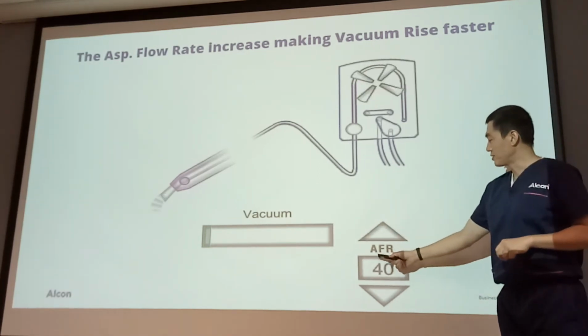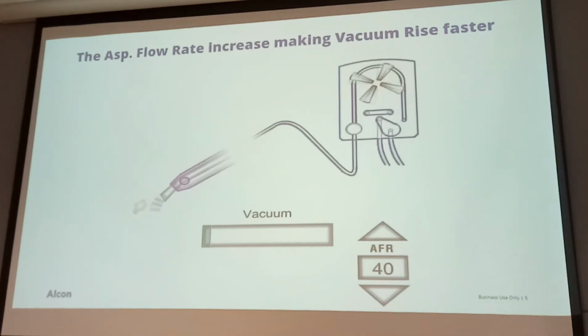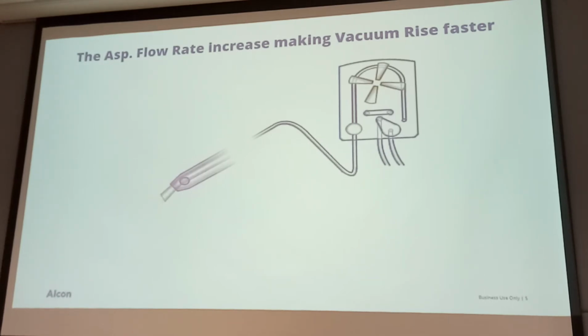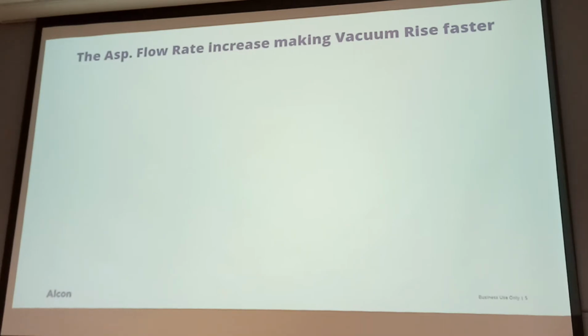AFR, aspiration flow rate. If we want the nucleus to come faster, we increase the aspiration. If we want to hold the nucleus with more strength, we increase the vacuum. Vacuum is responsible for how much we hold the nucleus, and aspiration is responsible for how fast it comes and how fast you can hold it. Aspiration is about the fast. Vacuum is about how much.